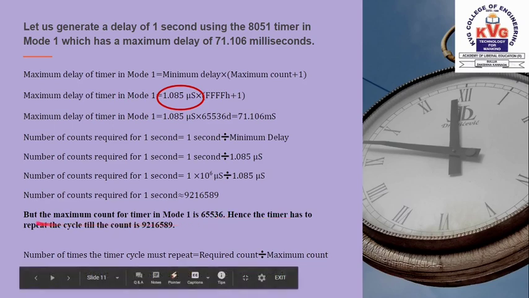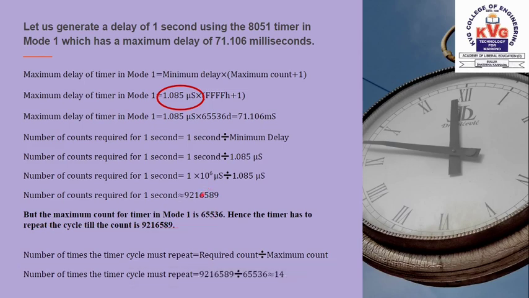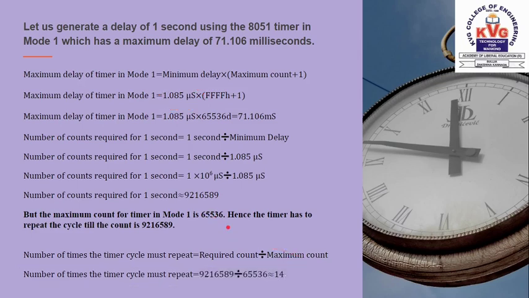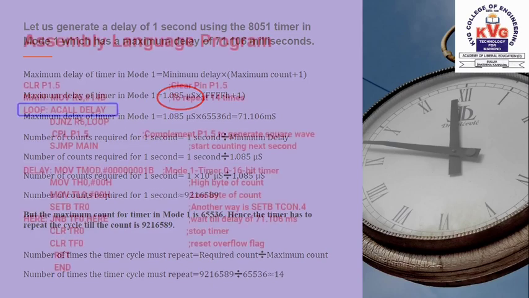So the timer has to repeat the cycle till we get this count. So how to do that? We have to put it in a loop and do that. How many times this has to repeat, we can calculate here. The number of times the timer cycle must repeat is the required count, 921659, divided by the maximum count, which is 65536. When we divide 921659 by 65536, we get 14. You can see it there, it is 14. Going on to the next slide.